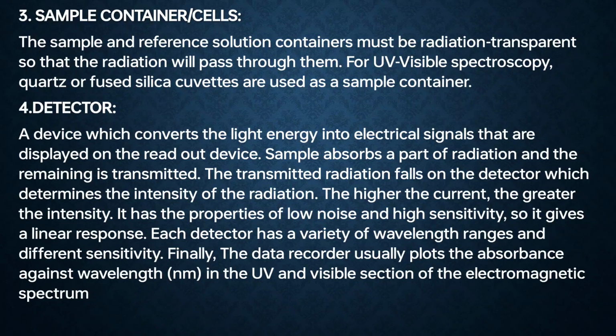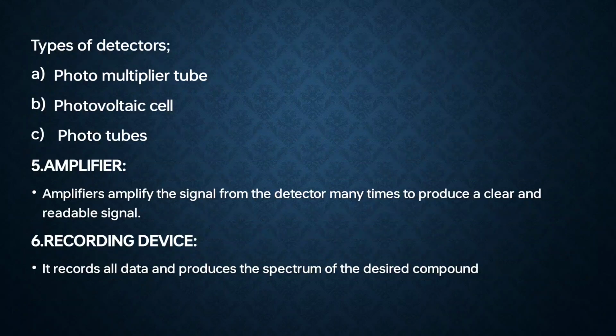Finally, the data recorder usually plots the absorbance against wavelength in the UV and visible section of the electromagnetic spectrum. There are three types of detectors used. First one is the photomultiplier tube, second is the photovoltaic cell, and third is phototubes. Fifth one is the amplifier. This amplifier amplifies the signals from the detector many times to produce a clear and readable signal. Sixth is the recording device. It records all the data and produces the spectrum of the desired compounds.